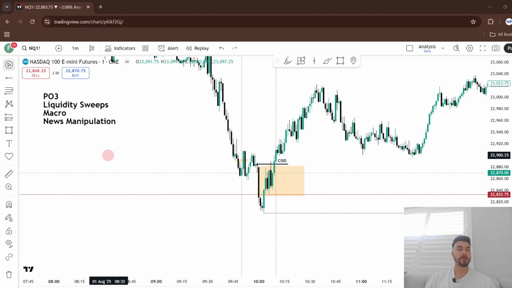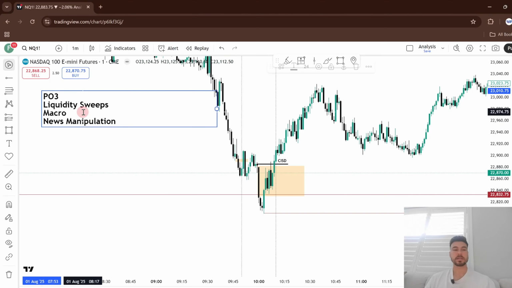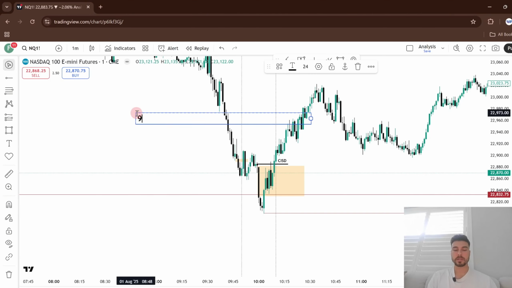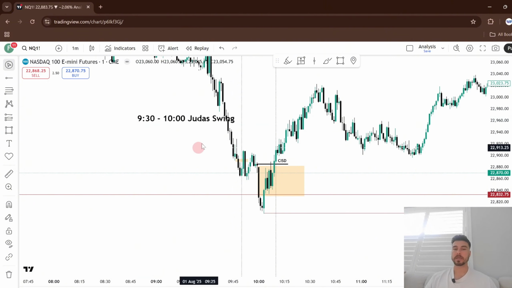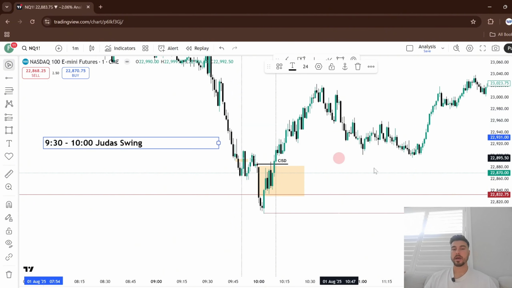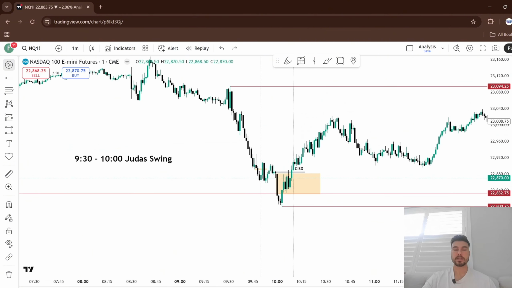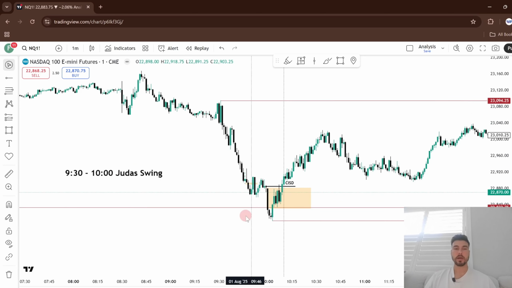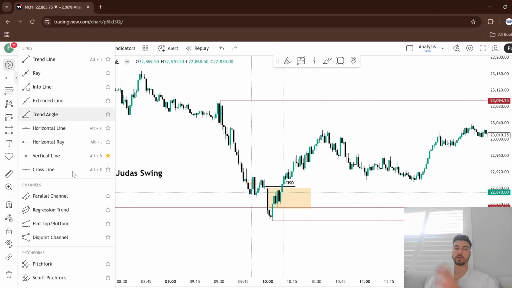Now for this third and final part of the video, I want to discuss what ICT calls the 9:30 to 10 Judas Swing. Now, Judas Swing is manipulation. That's all it is. And what I'm going to do is mark out some vertical lines to illustrate where 9:30 is and also where 10 o'clock is.